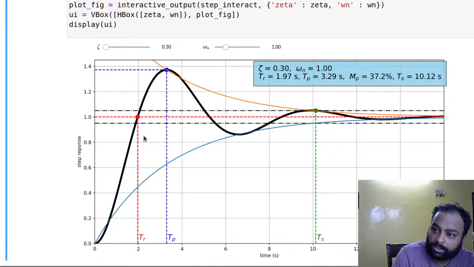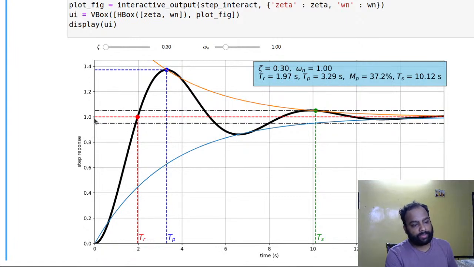Now look at the value of zeta. What is the value of zeta? I have chosen this to be 0.3. What is the value of omega n? I have chosen this to be 1. And this is the response of the system. The thick black curve here is the response of the system.